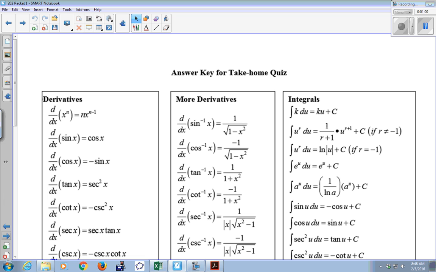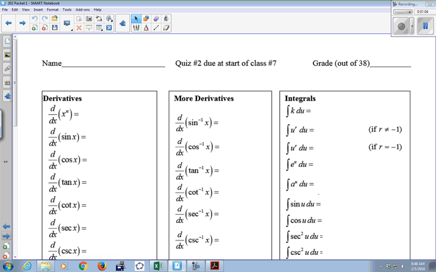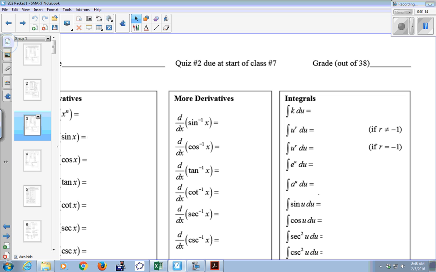So you take the quiz, you check the answers. If you didn't get them all right, take the quiz again. You have 2 more copies. Just do it as many times as you need to until you get a 100 and then hand it in. Got it? Okay, so that's due Wednesday, but you can start doing it anytime. You know everything you need to know.